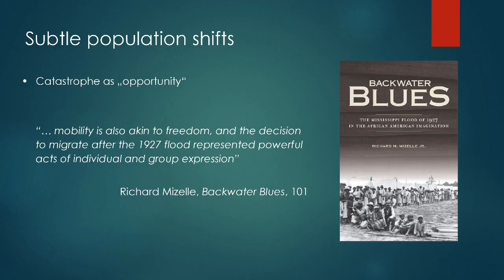But I will now briefly talk about the 27 Mississippi flood, a flood that forced about 700,000 people out of their homes, about half of them African Americans, and quite a few used this opportunity to escape the Jim Crow conditions in the South. And from this perspective, as Richard Mizelle has pointed out, mobility is also akin to freedom, and the decision to migrate after the 27 flood represented powerful acts of individual and group expression.